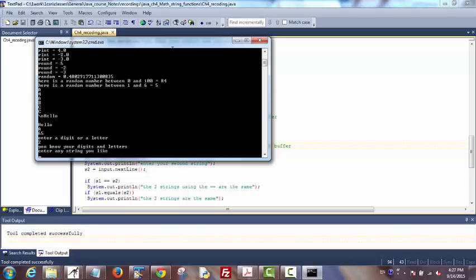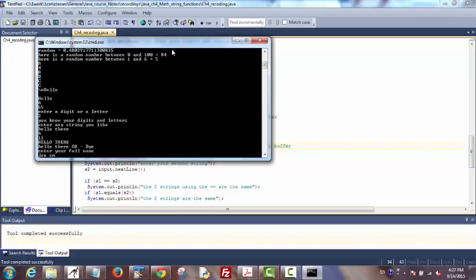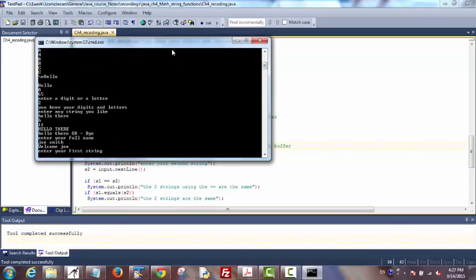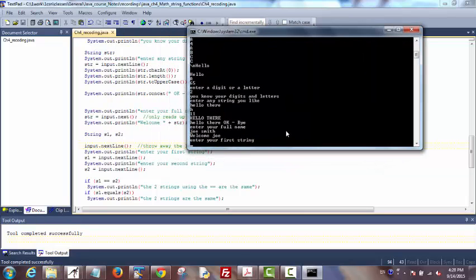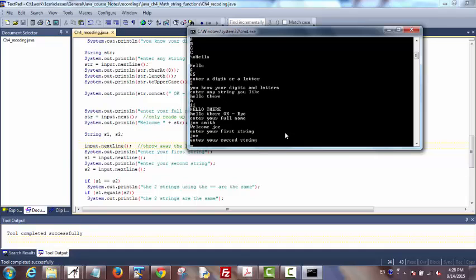Enter any string you like. So I'm going to say hello there. And then it says full name. I'll say Joe Smith. Obviously, it's just going to read Joe. But notice now it waited for me to enter my first string. So here, if I type in Joe as my first string, and for my second string, I'm going to do Bill. Well, actually, I'll do Joe again.